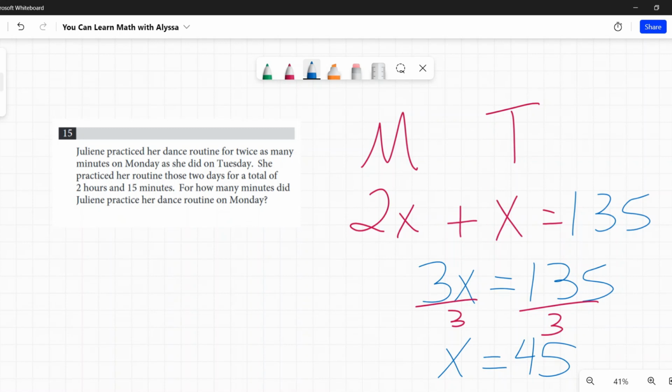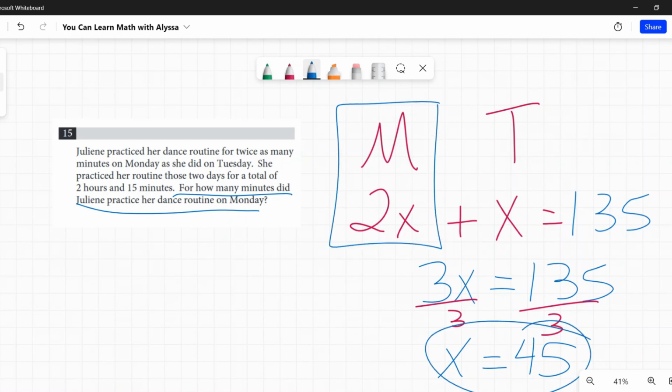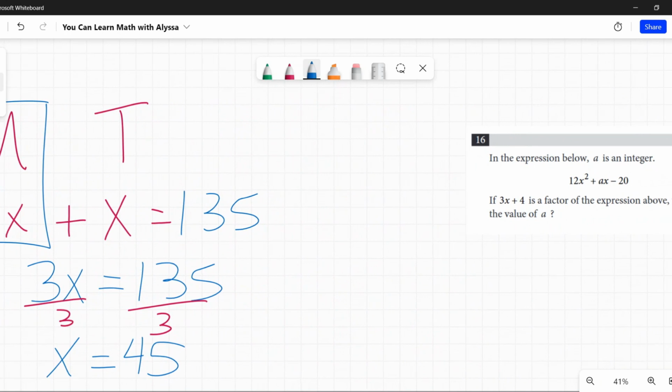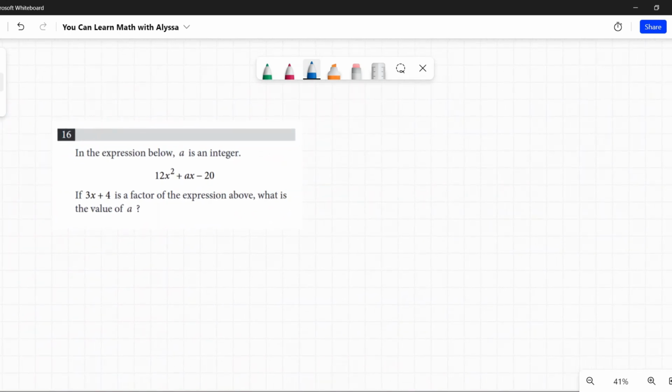And the question is not what does x equal? The question is for how many minutes did she practice her dance routine on Monday? We said on Monday it was 2 times x. Since x is 45, 2 times 45 is 90. She practiced her routine for 90 minutes on Monday.